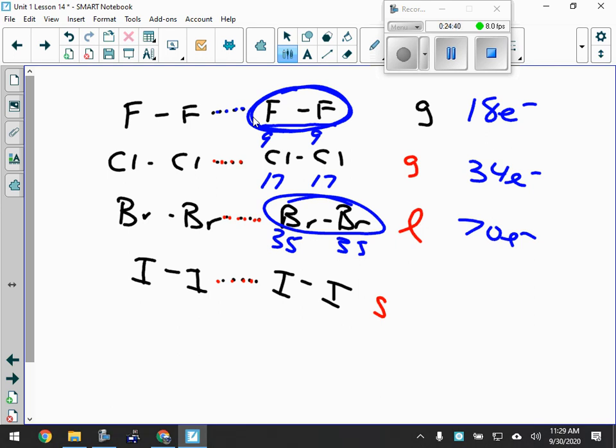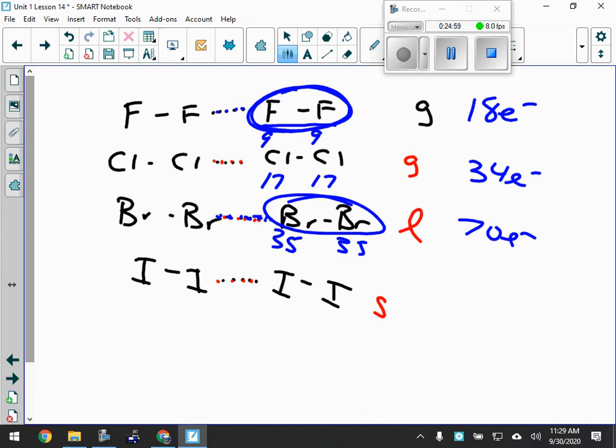There are so many temporary distortions that we now get this into a liquid form. This has increased enough to hold together well enough to make bromine a liquid. Does that make sense? Questions?